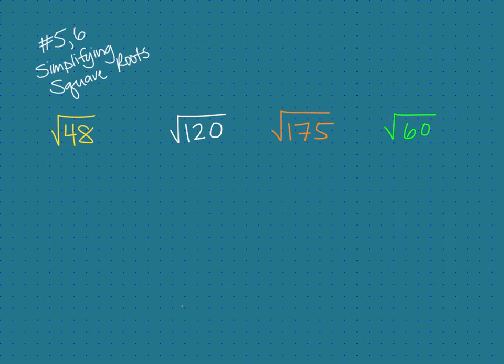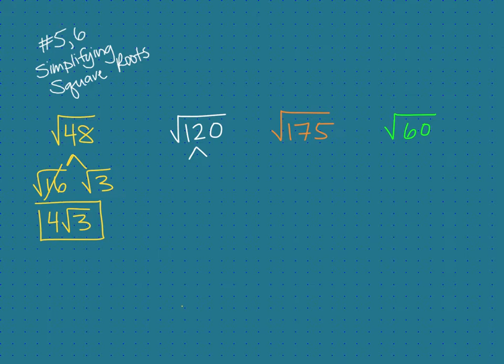The biggest perfect square factor of 48 is actually 16. And 16 is the biggest perfect square that is a factor of 48. It fits in 3 times. 16 times 3 is 48. Then 16, we can cross it out and bring it out. The square root of 16 is 4, and therefore we've simplified to 4 root 3. That's it. Let's look at 120.